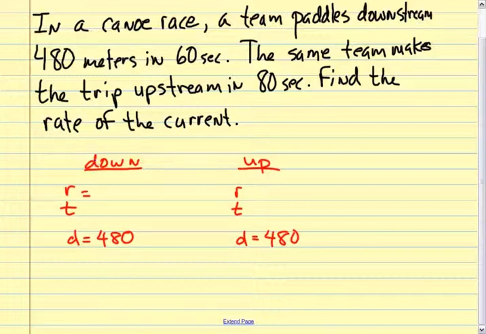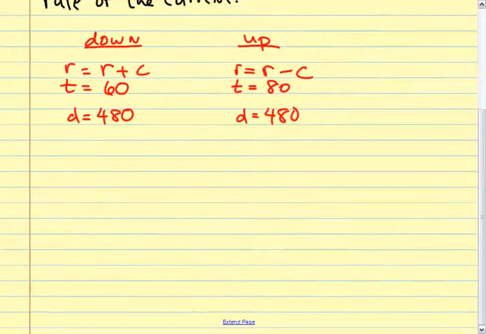We don't know what the rate was going downstream, okay? But it's R plus the current, right? Because it's going with the water, all right? And we know that the time was 60 seconds. Now upstream, it's their rate minus the current, and it takes them 80 seconds. All right, well let's do this.